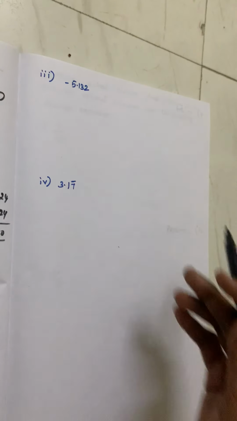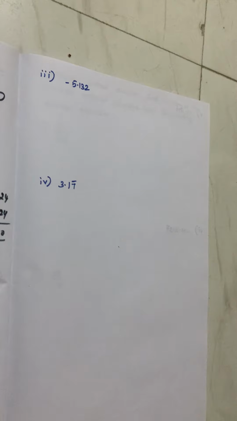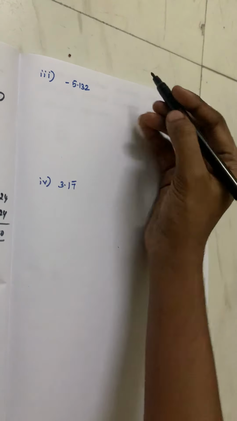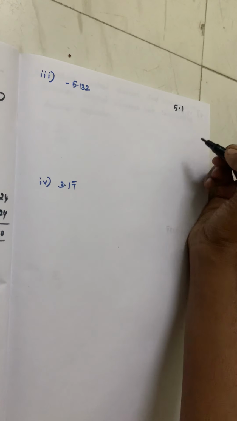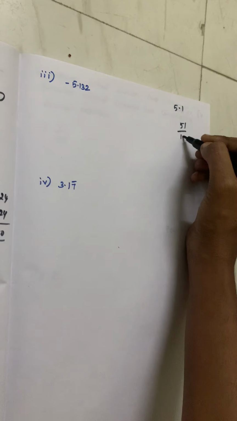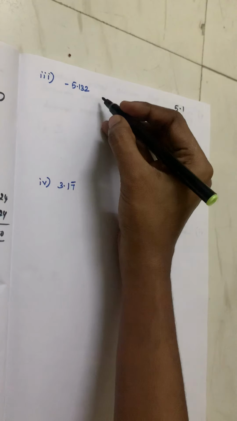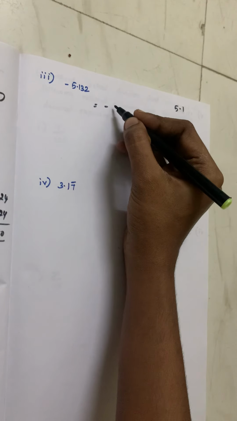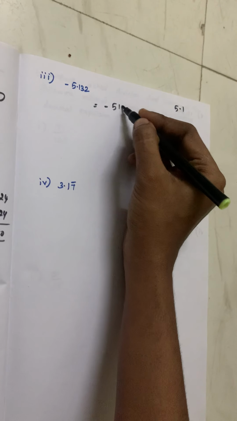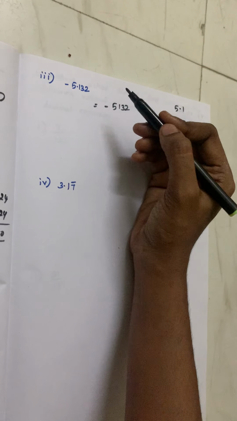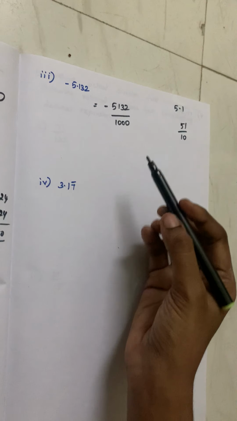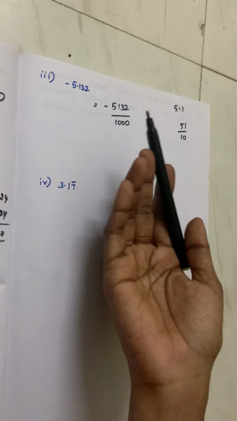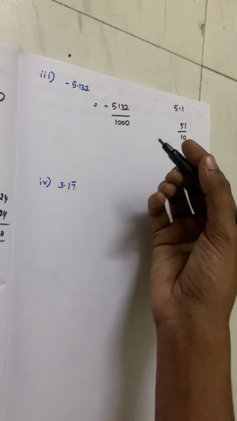If there is no bar, it's very easy, children. If there is no bar, it's very simple. If I am writing 5.1, what will you write? After the decimal is one number. So 51 by 10. Likewise you can write this also: minus 5132. After the decimal 3 numbers are there. So put 1000. Okay, 1000. That's all. If you want you can reduce the terms.